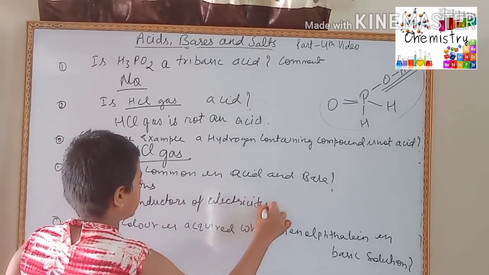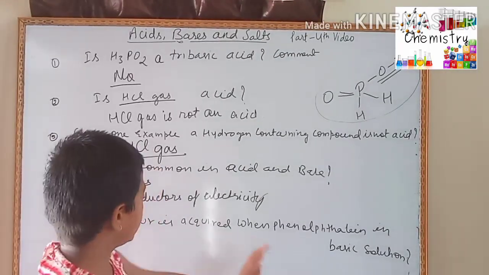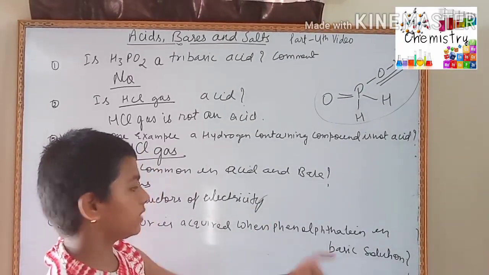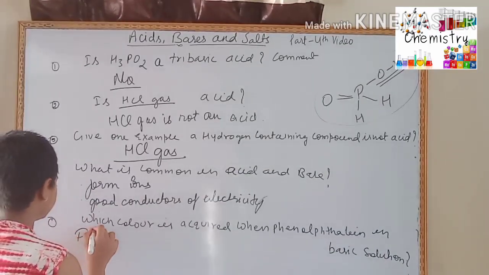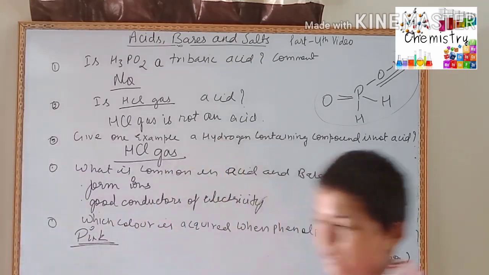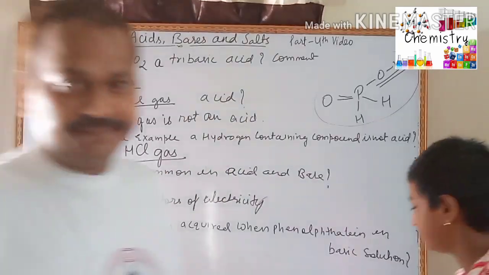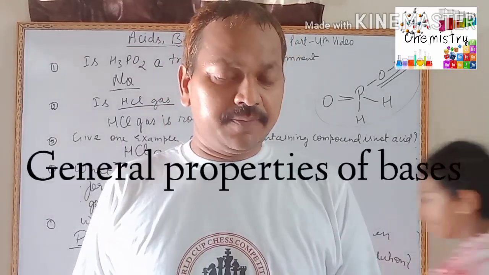Which color is seen when phenolphthalein is added to a basic solution? The color will be pink. These are the 5 question answers. Thank you. Now, after the question answer session, we will start the general properties of bases.